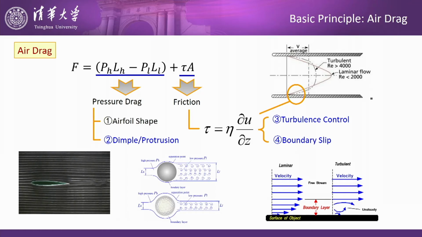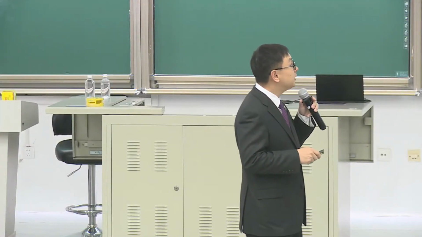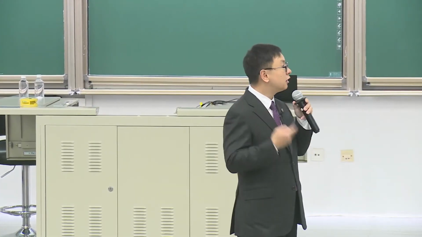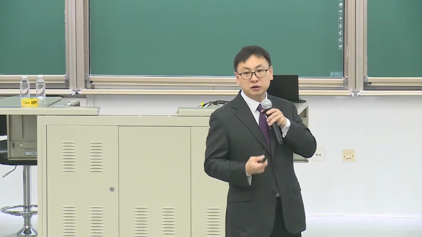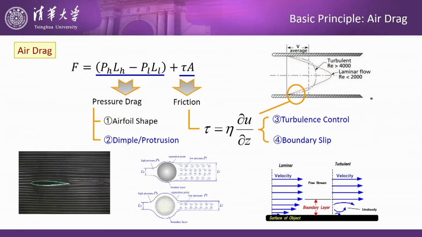So we can make this shape into an airfoil shape to decrease the low pressure, or we can use stream pulse to decrease the low pressure area. Okay, there are 2 ways. The other one is friction. Friction is positively correlated with speed gradient. Okay, but this part is not very important in sports. It's very important in aircraft, but not so important in sports, so I will not go into it.